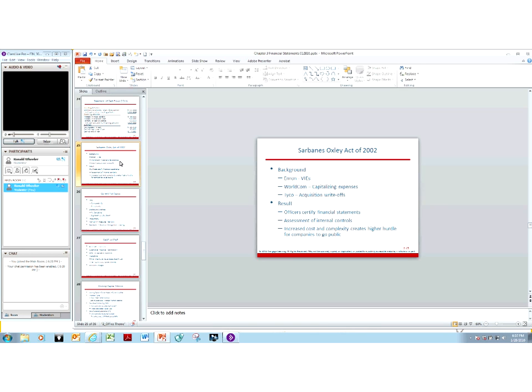We'll change perspective for a minute here and talk about some of the things that have been going on in the environment related to preparation of financial statements. Sarbanes-Oxley Act of 2002, it's hard to believe it's been almost 14 years since this went in place.